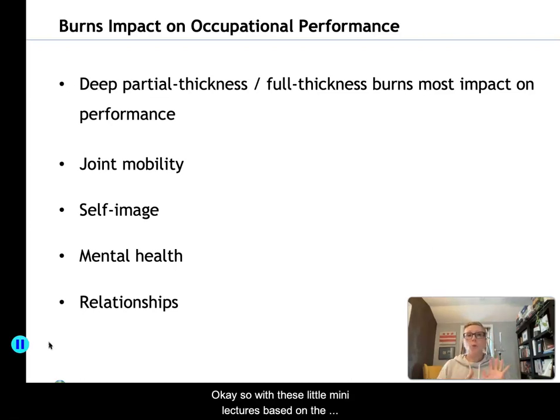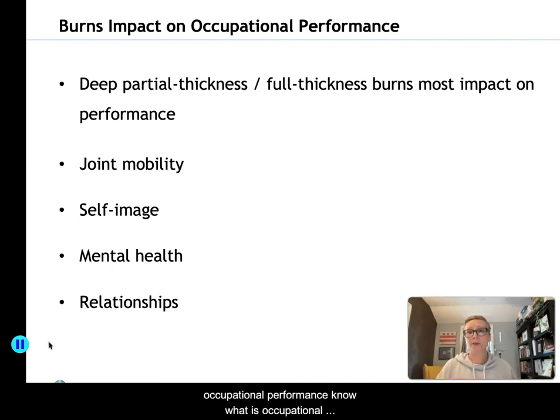Okay, so with these little mini lectures based on the readings for the week, I'm really going to focus on the impact on occupational performance. So the clinical conditions, you really need to do your readings and do your worksheets to understand the mechanics of the condition. And what we together are going to focus on is the impact on occupational performance.